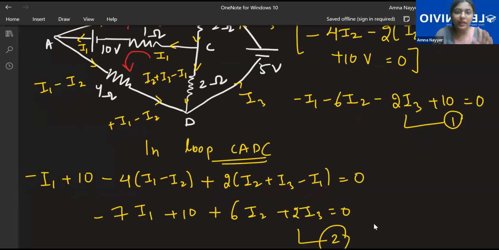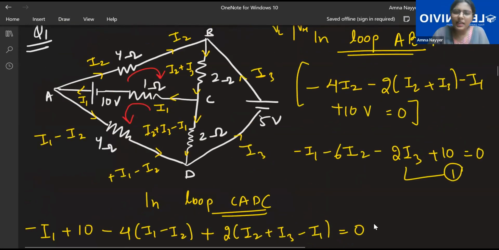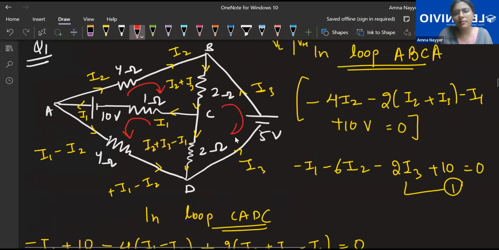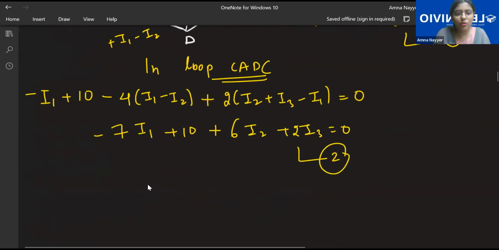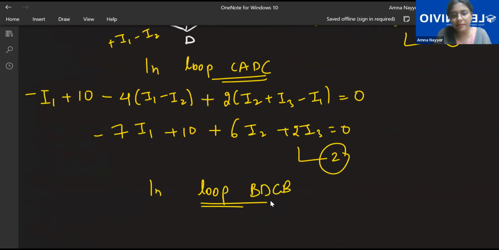Okay. Last loop, because three equations are here, so we need the third one. Last one is quite easy. I took anti-clockwise earlier. Let's check clockwise again. Now this is which loop? B, D, C, B. Write the initial letters again. B, D, C, B.